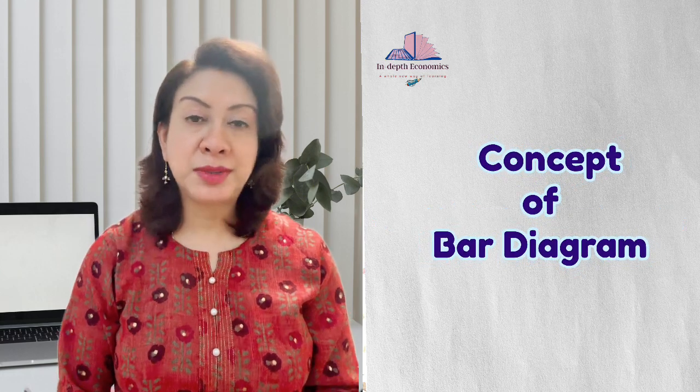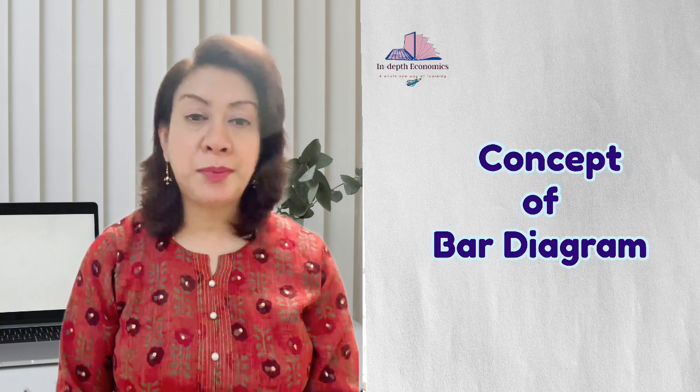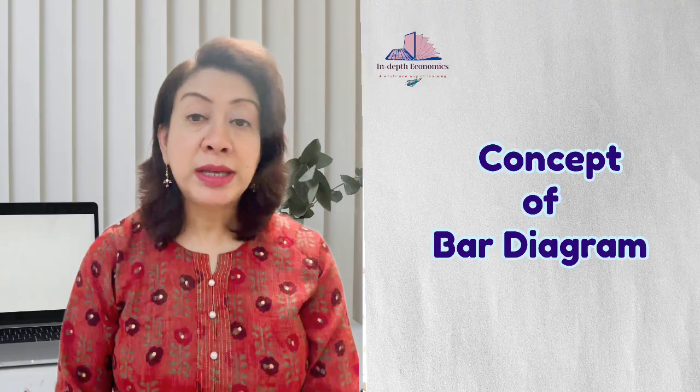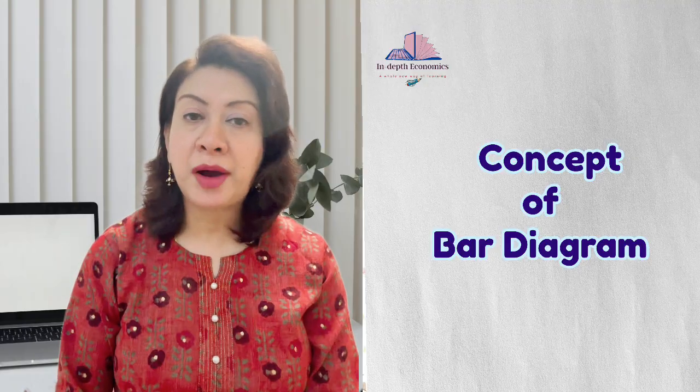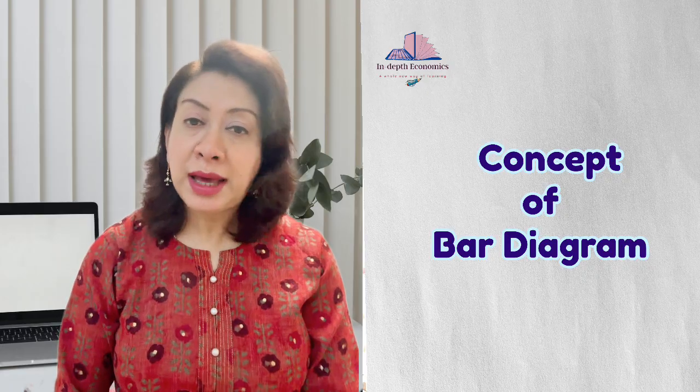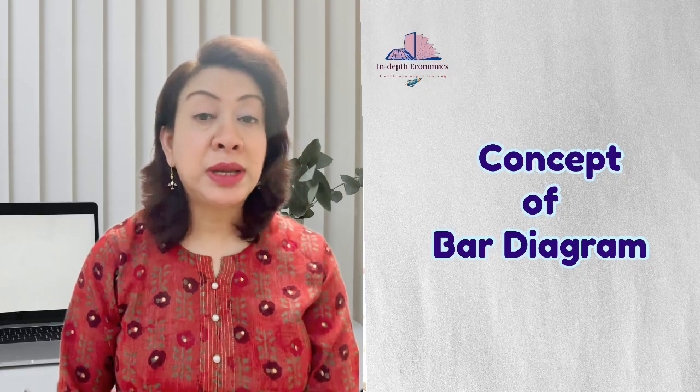A bar diagram is a graph that uses rectangular bars of equal width to represent data. So, the length or the height of each bar is equal to the value of the item. And the bars are separated by equal gaps, unlike the histogram.